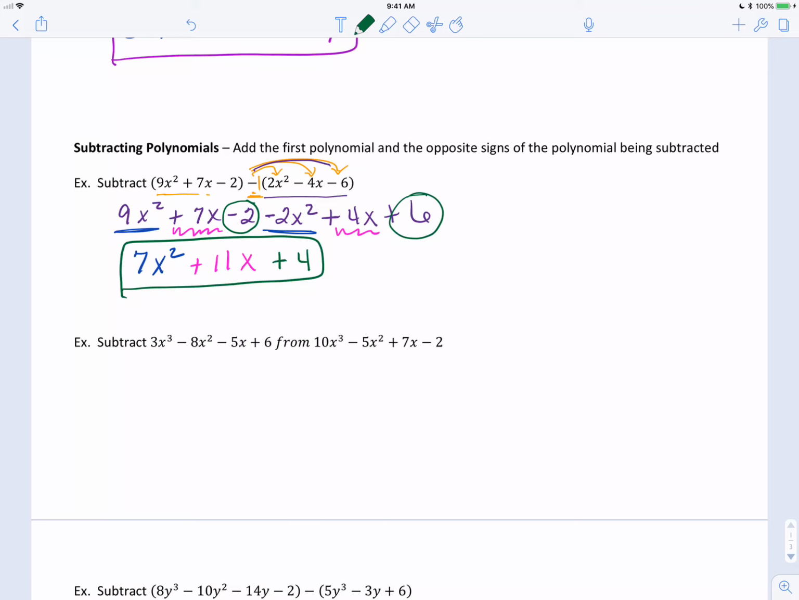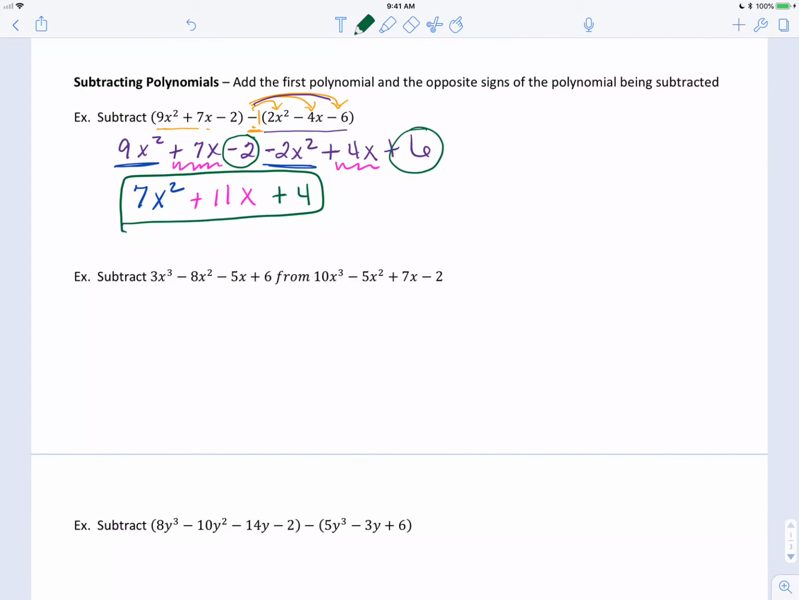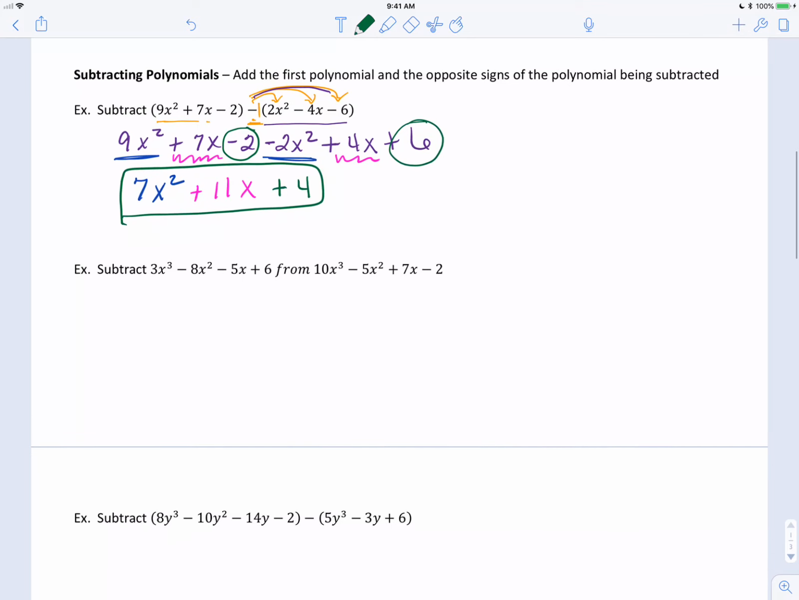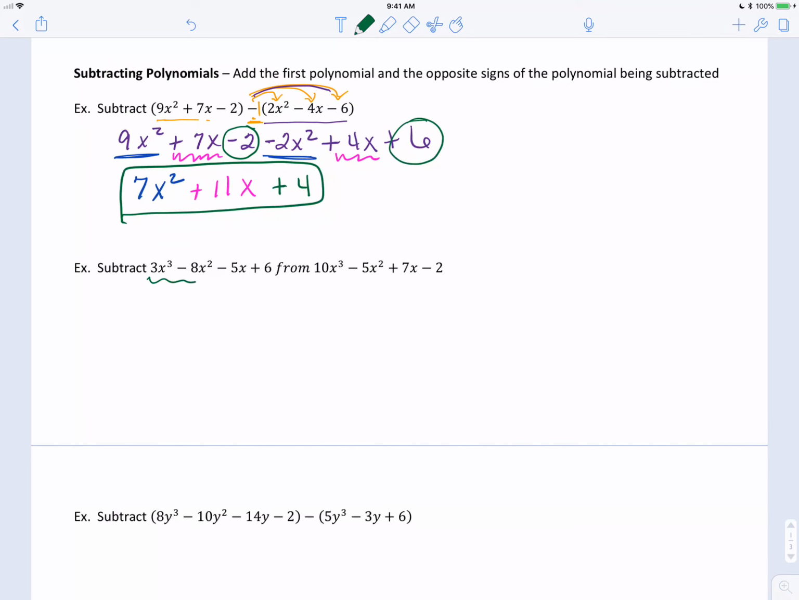All right, so sometimes it's not going to be written like that. It might say subtract, like in this case, 3x cubed minus 8x squared minus 5x plus 6 from 10x cubed minus 5x squared plus 7x minus 2. So when it says we're subtracting this polynomial from this polynomial, this is really the one that's being subtracted here, this 3x cubed minus 8x squared minus 5x plus 6, because it's being subtracted, it's the one that's got the minus sign in front of it.